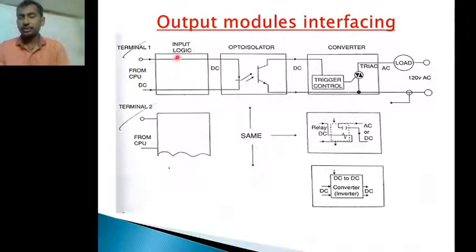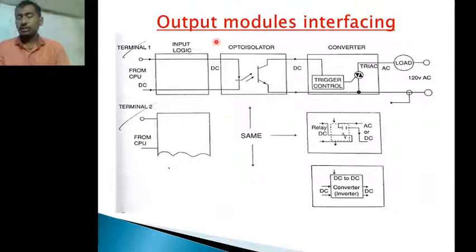The signal generated by the CPU will be sent to the input logic, and this input logic decides which terminal has to be sensed by the signal. That means this generated signal will be sent to which output device; which output device is decided by this input logic. And again we have the isolation circuit, using the opto isolator.